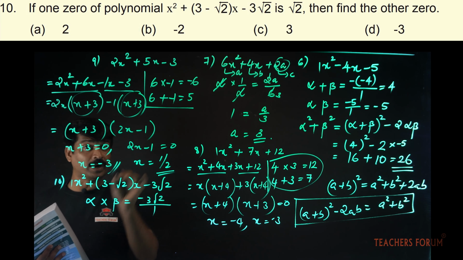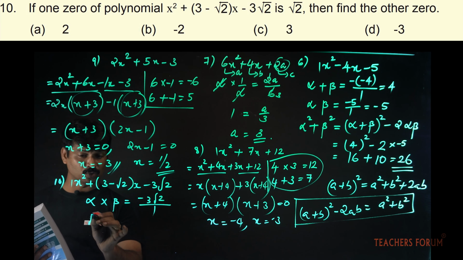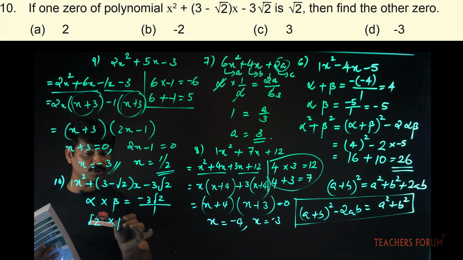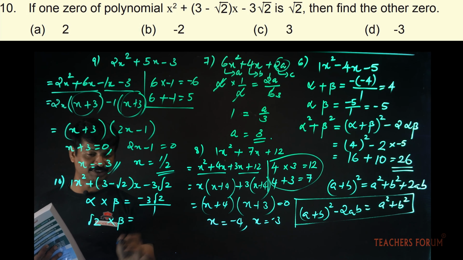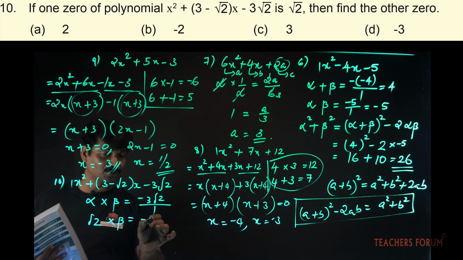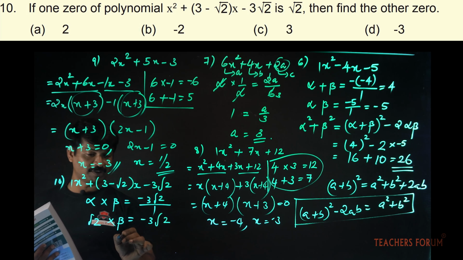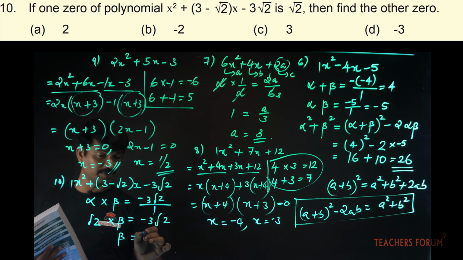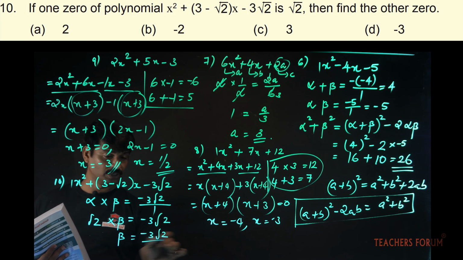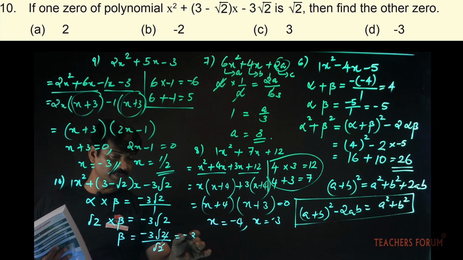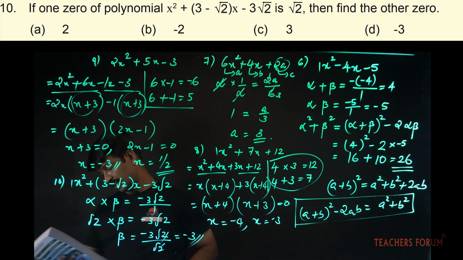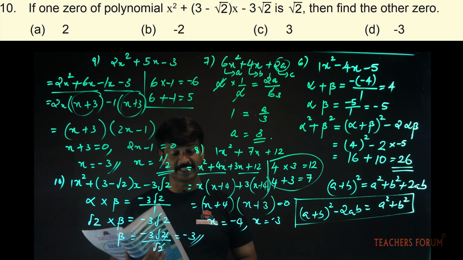Now what is alpha? One of the zeros is root 2, so alpha is root 2. You do not know the other zero; beta you have to find out. So root 2 into beta is equal to minus 3 root 2. So what will be beta from here? Beta will be minus 3 root 2 divided by root 2. Root 2 gets cancelled. The value of beta is equal to minus 3. So what's the correct option? The option is D, that is minus 3.